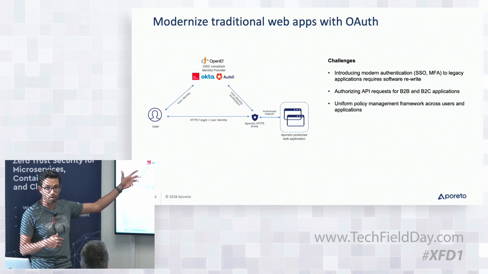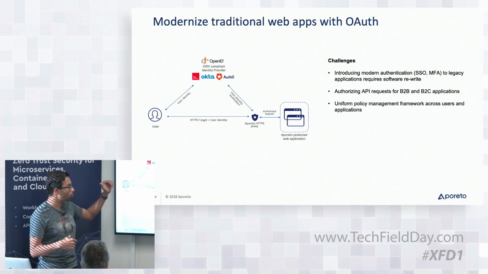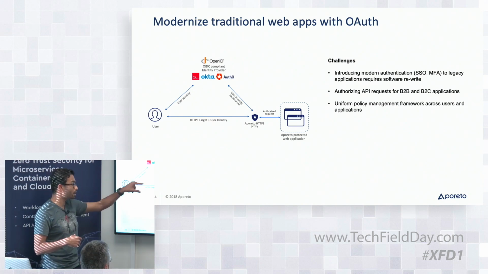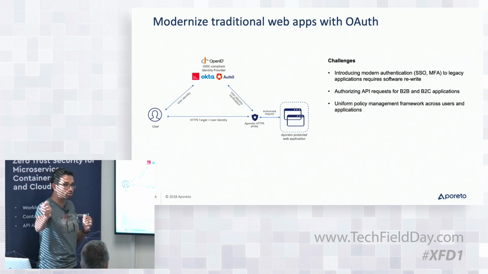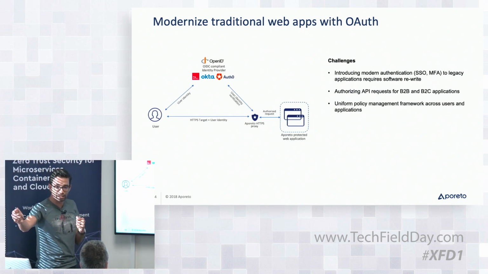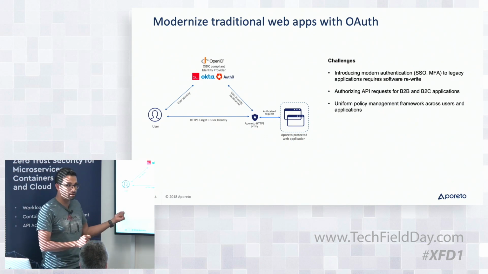That's actually a big problem. How do I enable this application for API requests between B2B and B2C clients? My users have specific capabilities that they can execute with this application, but my partners don't have those same capabilities.